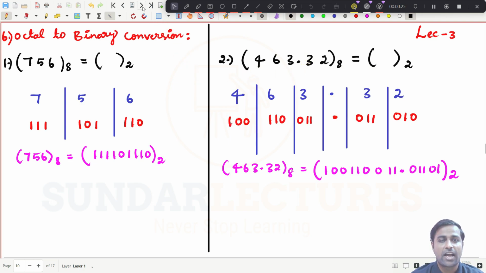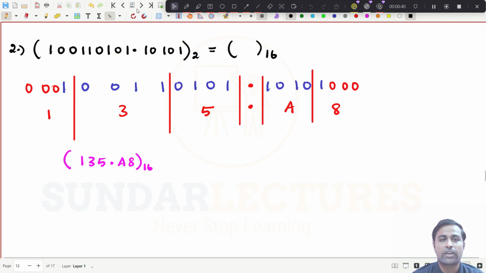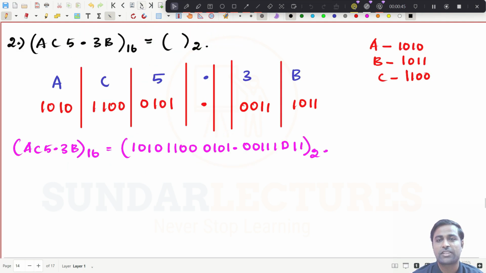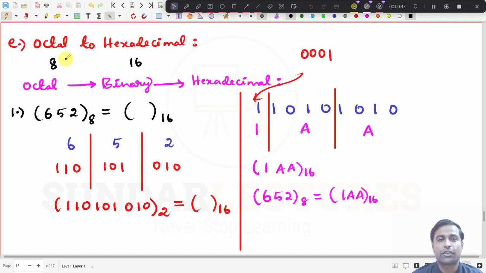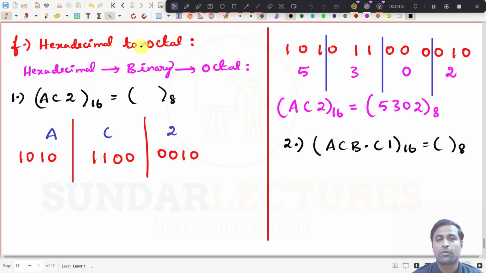The next one we have gone for is binary to hexadecimal, and in binary to hexadecimal you have to split the values by 4 because 2 power 4 is 16. So you have to take 4 digits, and we have gone for the point values, and then we have gone for hexadecimal to binary conversion, same procedure, reverse procedure, and then we have taken octal to hexadecimal. For octal to hexadecimal, you have to convert that octal to binary, binary to hexadecimal, and also hexadecimal to octal, then you have to convert this into binary, binary to octal, right? We will see in the next class.